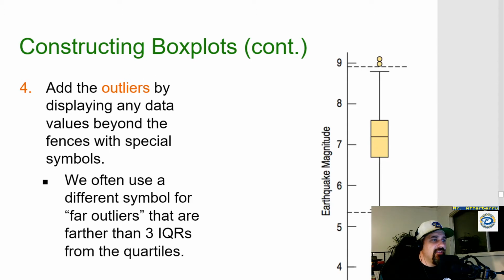Now, anything beyond that, we often use a different symbol for far outliers. If you have some crazy numbers, you might want to look into doubling that fence range to see if that's called a far outlier. So instead of 1.5, double that to 3, and those will be your far outliers. All right, moving on.